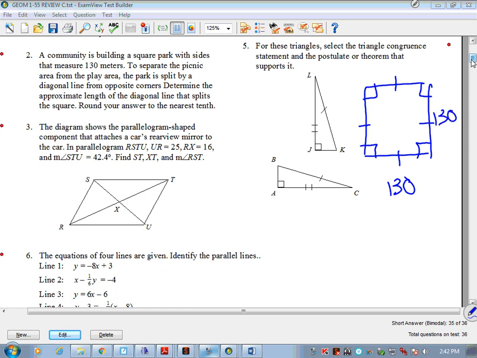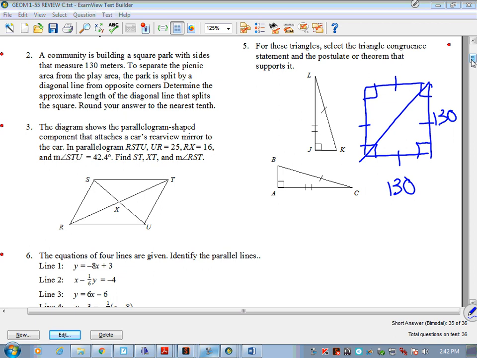To separate the area, they have a diagonal line from opposite corners. So I can go from here to there. Determine the approximate length of the diagonal line that splits the square, rounding your answer to the nearest tenth. You might be able to see here that this is a right triangle that's being split.